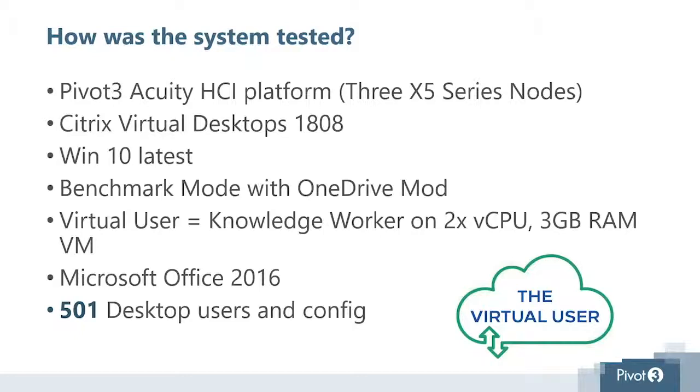The virtual user is the knowledge worker on a 2 vCPU by 3 gig of RAM system using Microsoft Office. So again, we're using more recent and more current Office business productivity software. And they were able to get 501 desktop users in this cluster, in this configuration. So all of this is definitely blessed and endorsed by Login VSI as a validated reference architecture, one that the industry can trust.